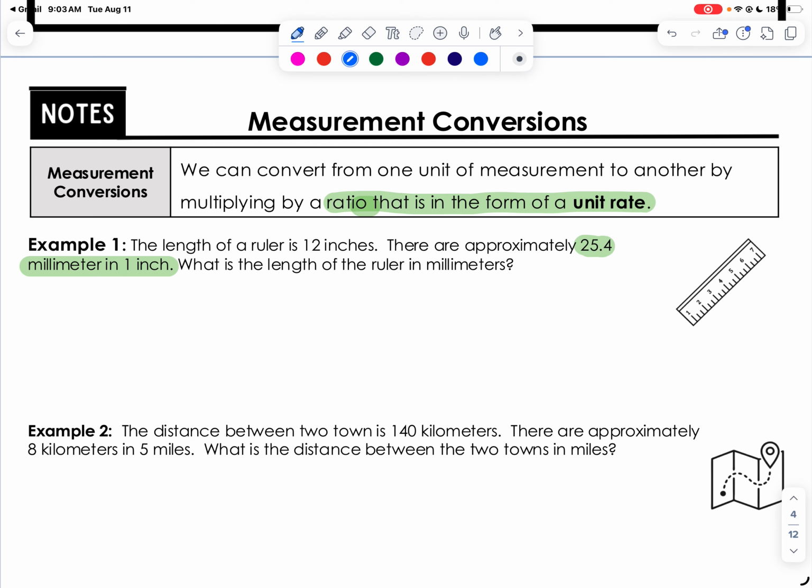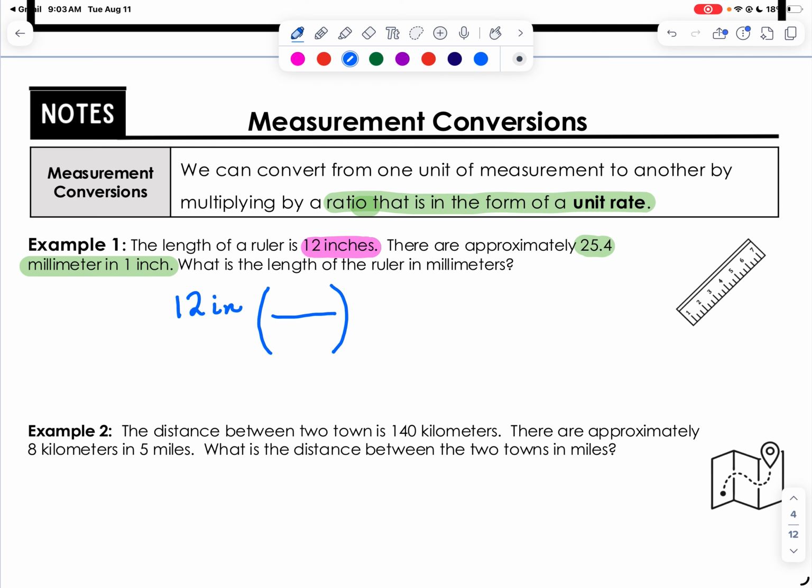Now, the next thing you're going to do is write down what information you were given, or what your original amount was. In this case, you have 12 inches. That's the length of the ruler. They want you to convert that 12 inches to millimeters. So you're going to multiply it by a unit rate. Now, your unit rate is 25.4 millimeters in 1 inch.